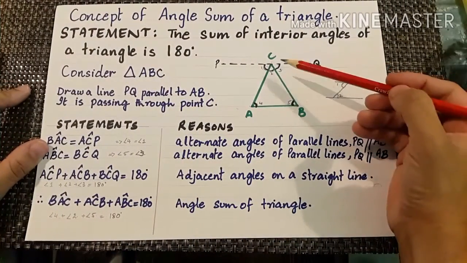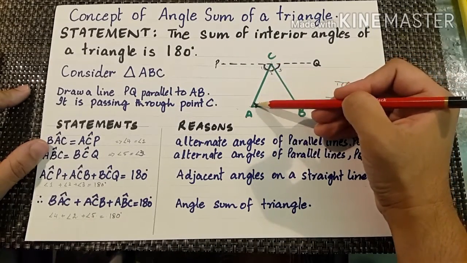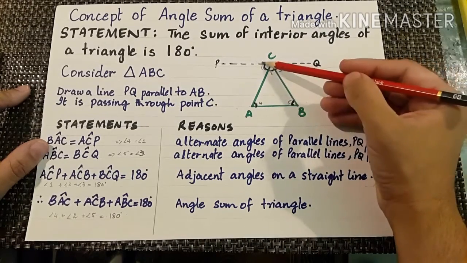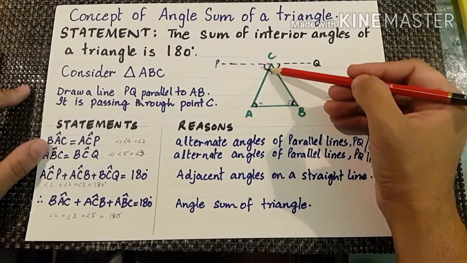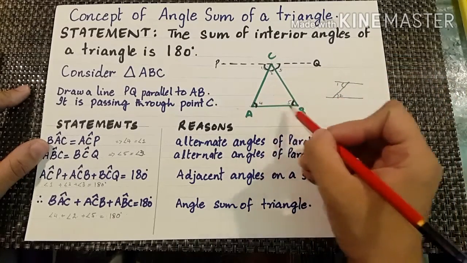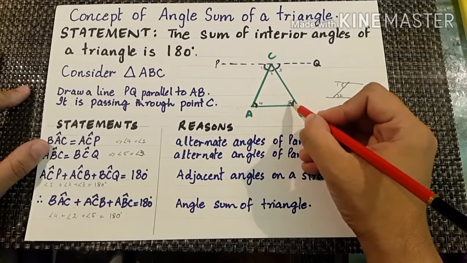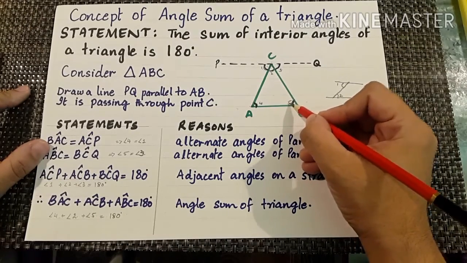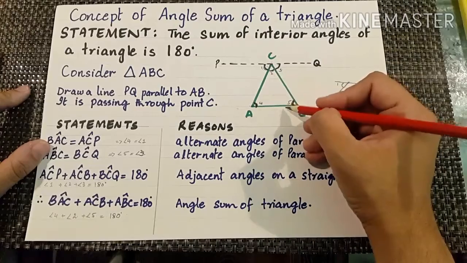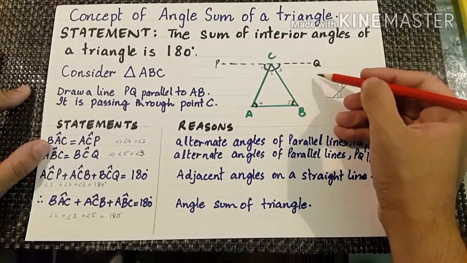Now you can see that in parallel lines this angle 1 is equal to this angle 4 because PQ is parallel to AB. So this angle over here, which is the exterior angle, is equal to the interior angle. Now if we take ABC, where angle B is denoted by 5, and BCQ, here the angle is 3. This means that angle 5 is equal to angle 3, and the reason is alternate angles of the parallel lines.